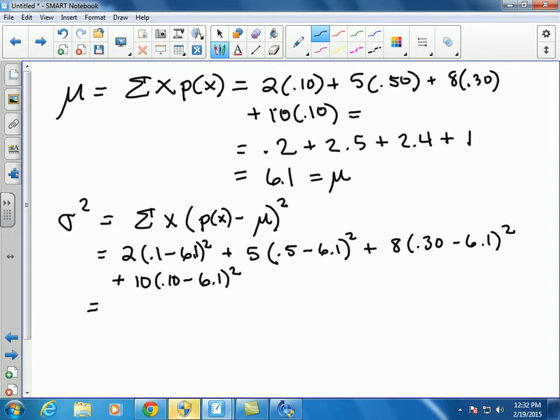So I have 0.1 minus 6.1, and then I'm going to square that, which is 2 times 36, and then I'm going to add to it 0.5 minus 6.1, squared, equals 5 times 31.36 plus, I'm going to do 0.3 minus 6.1, squared, which is, there's an 8 here, 8 times 33.64, and then I have the 10 times the last one, 0.1 minus 6.1.